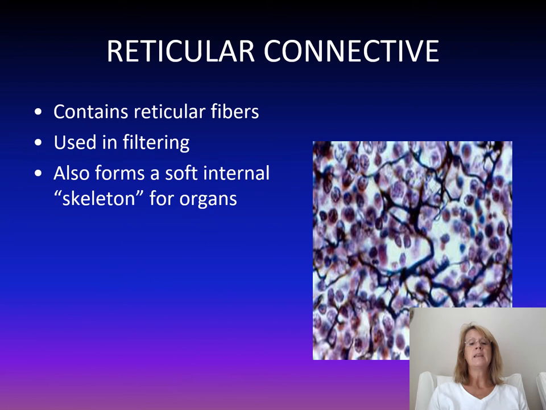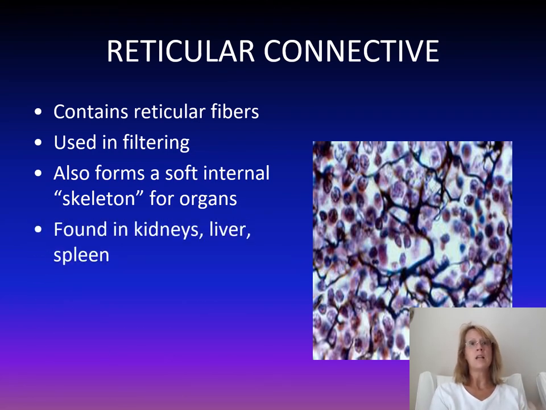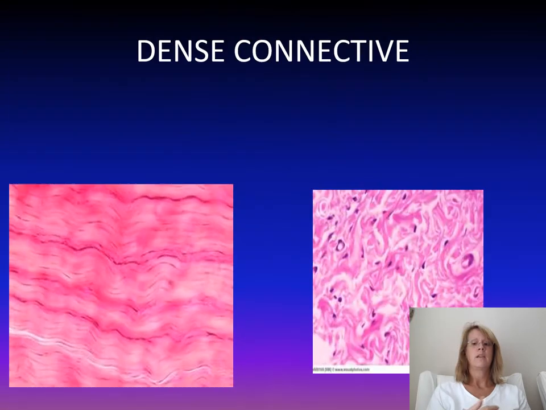So we're going to find it in our kidneys, our spleen. It also helps form a soft internal skeleton for all of our different organs. Like I said, kidneys, liver, spleen, tonsils, these all contain reticular connective tissue. So in the case of loose connective tissue, we have three kinds. We have areolar, adipose, and reticular, which then leads us to dense connective tissue.